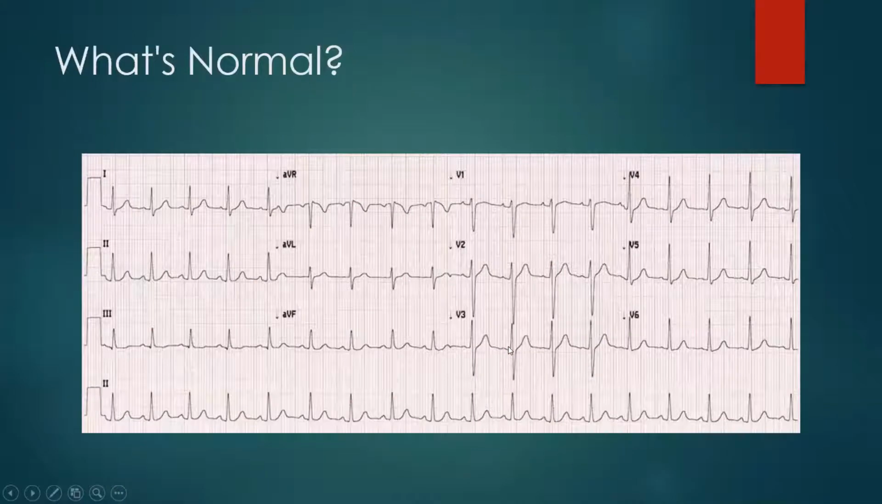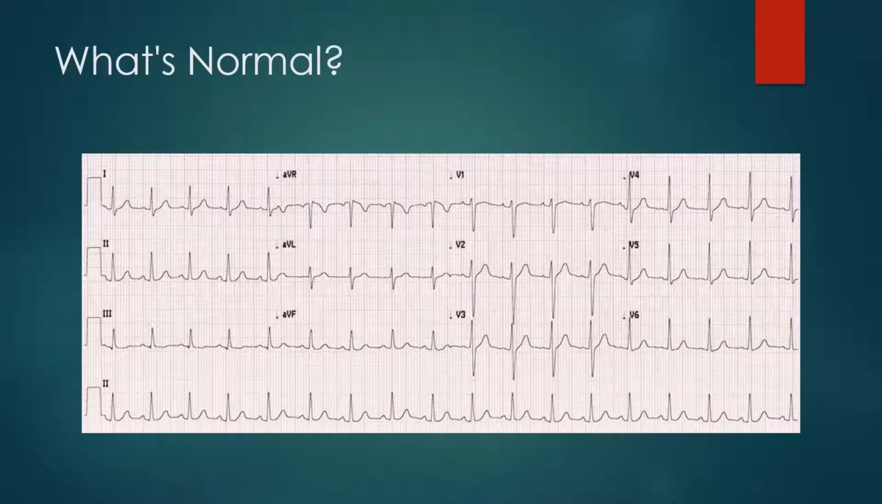Oops, wrong button. All right. So what's normal? Well, this is a normal EKG. It's a typical regular 12 lead. There's nothing here that's jumping out at us. I figure we should probably look at what's normal before we jump into what's not normal. You can see we have our 12 leads here, and you get a longer strip of lead 2 at the bottom.